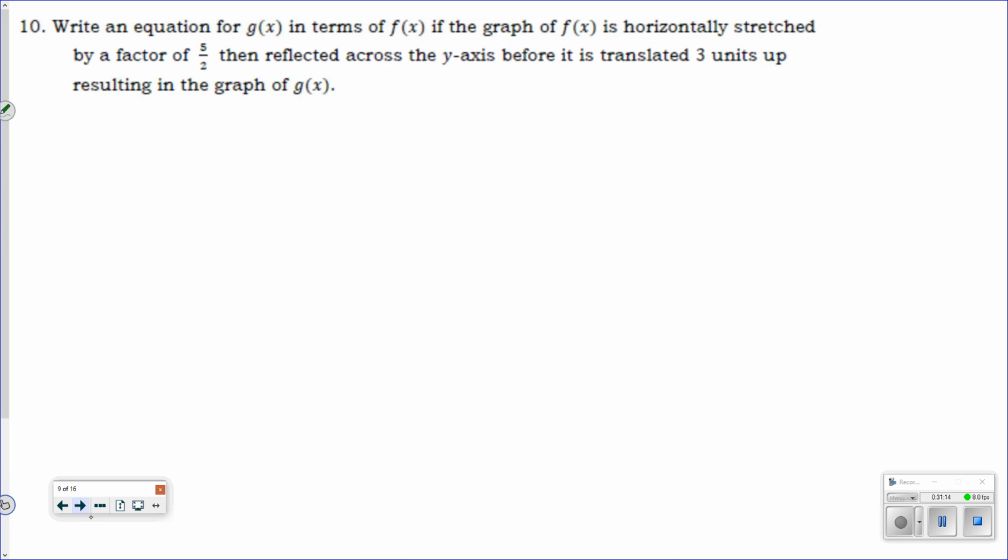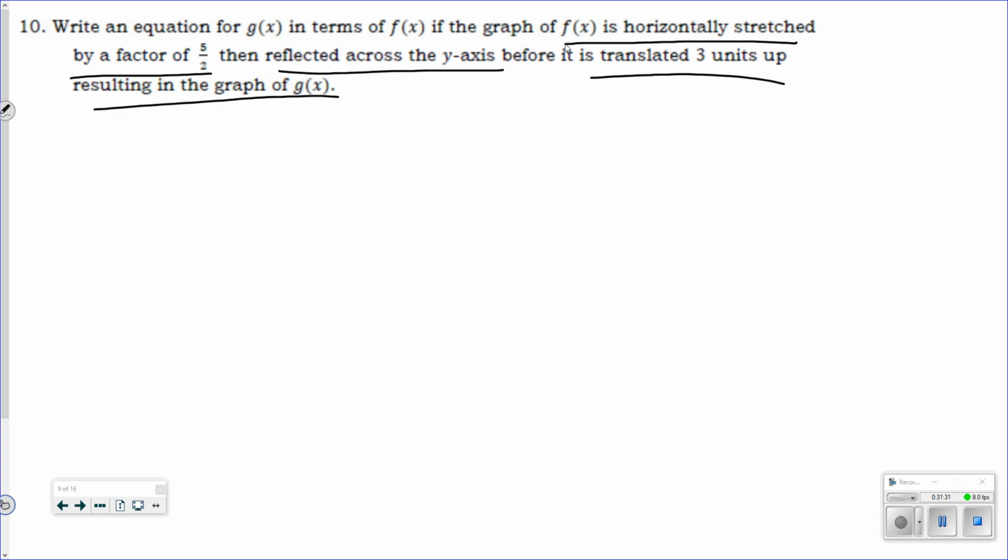All right, number 10. Write an equation for g of x in terms of f of x if the graph f of x is horizontally stretched by a factor of 5/2, then reflected across the y-axis before it's translated 3 units up, resulting in a graph of g of x. Okay, so I have some f of x function. The first thing I did is I horizontally stretched it by a factor of 5/2.